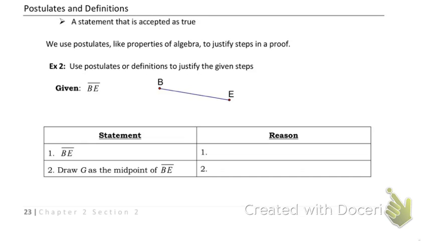First of all, we are given BE as a segment. So our statement number 1 says BE is a segment. Anytime we're using what was given, we're just going to write given right next to it. That's the reason I can write it, is because you told me I can write it. All right, the next thing is draw G as a midpoint of BE. So our next step would be to actually draw a G right smack dab in the middle and say it's congruent.